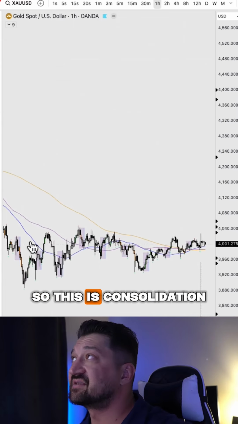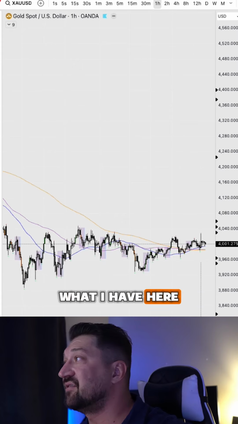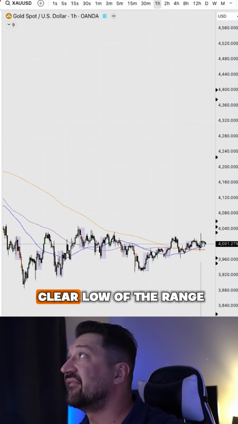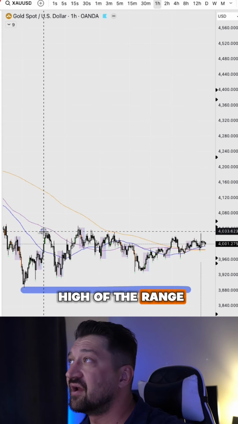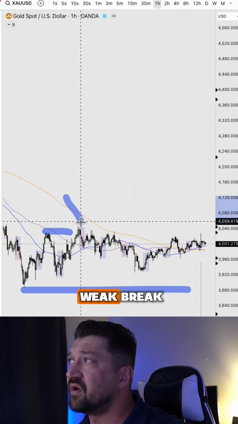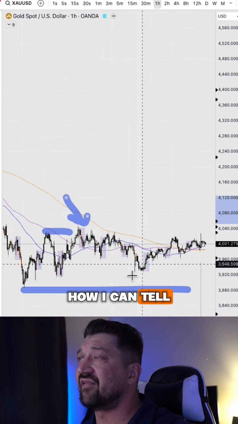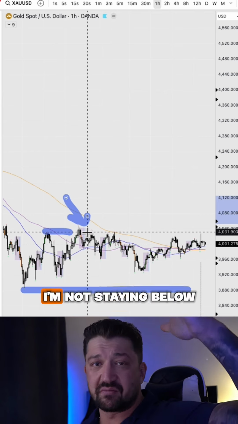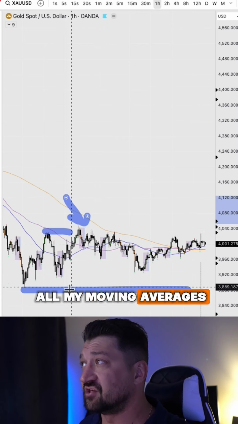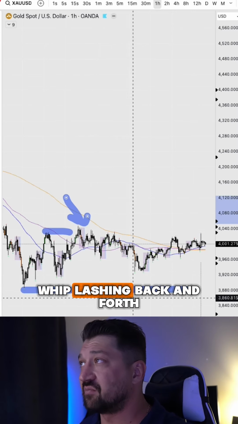So now let's go and look at what we have here. So this is consolidation. What I have here is a clear low of the range, and a clear high of the range. We get a really weak break. How I can tell I'm consolidating is I'm not staying above all my moving averages. I'm not staying below all my moving averages. I'm just kind of whiplashing back and forth.